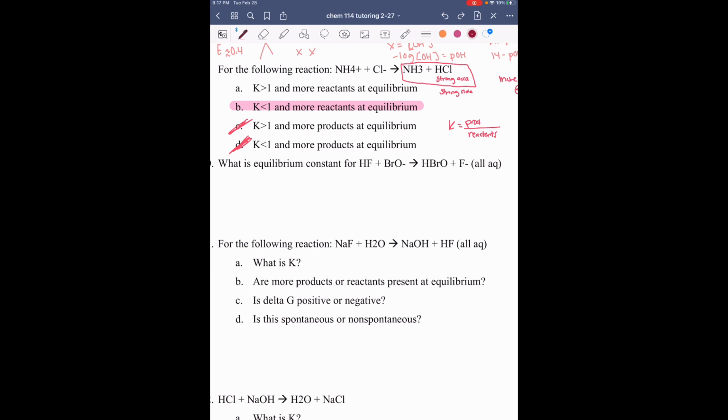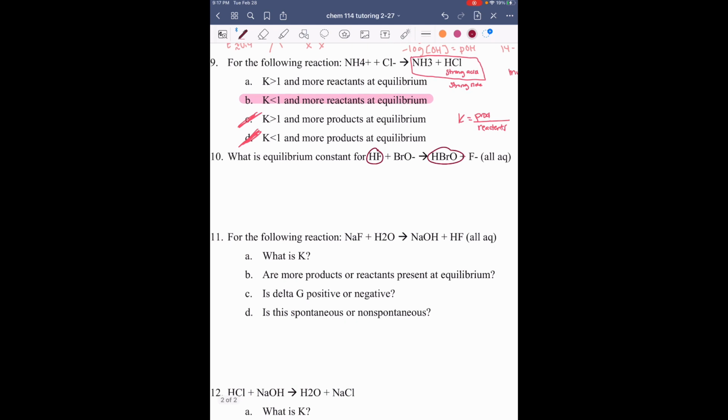So now I see I have HF and I have HBrO, acids that we have K's for. So I recognize that we have HF going to its ions, so that'd be normal Ka of HF. And then I have HBrO on the product side, which would then go to its ions. So that's 1 over the Ka of HBrO.